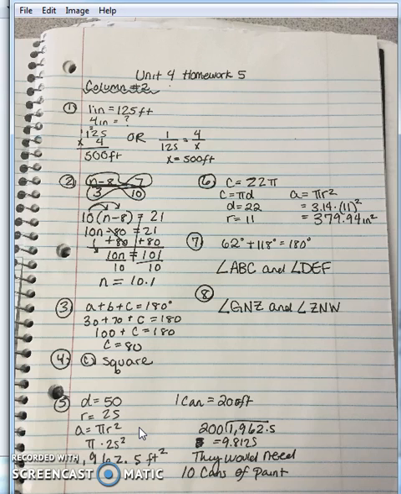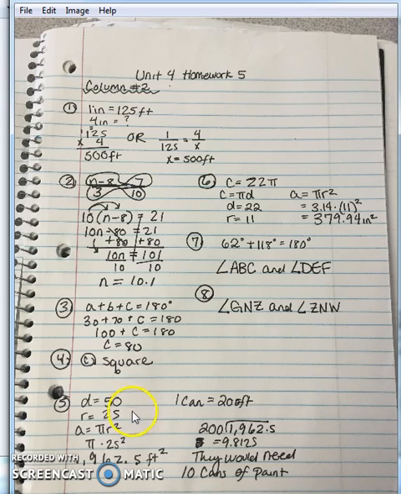Number 5 says, Jim is painting the inside of a circular helicopter pad. How many cans of paint would he need if the pad is 50 feet across and each can of paint covers about 200 feet squared? You can see that I found diameter equals 50, and then your radius would equal 25 because your radius is half the diameter.